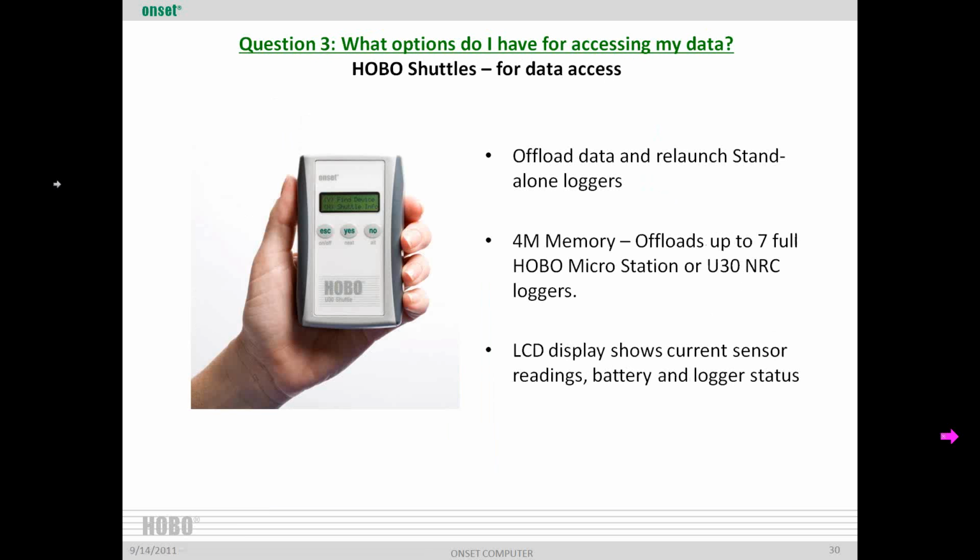The best way to offload your data from our standalone loggers is with our HOBO Shuttle, which can offload data from up to 7 full stations before it has to be offloaded to a computer. You can also use the shuttle to check the station's sensors and batteries while you're out there.